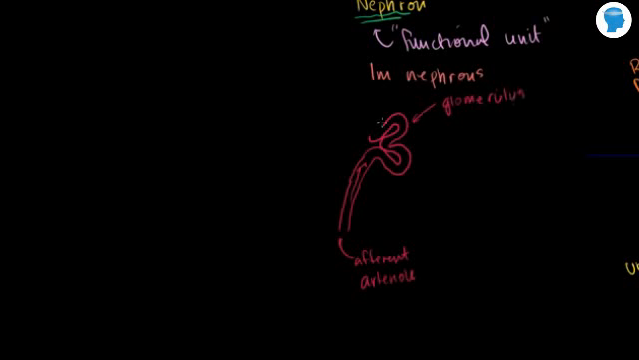Glomerulus. And then it leaves via the efferent arteriole. Efferent. Let me switch colors. This red is getting monotonous. This is the efferent arteriole. Efferent just means away from the center. Afferent, towards; efferent, away from the center.